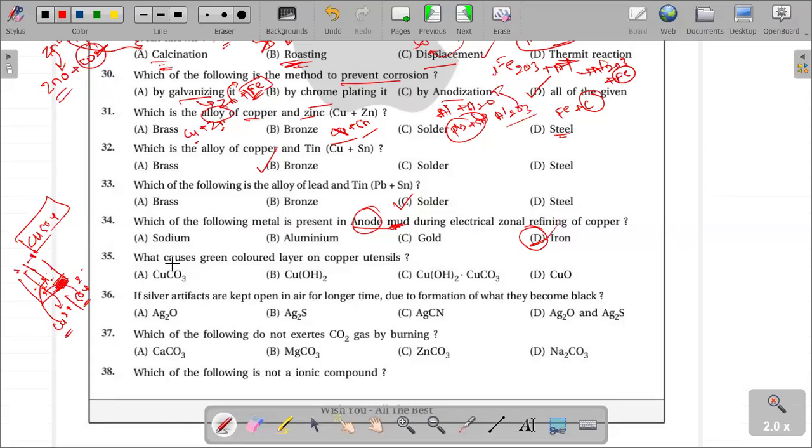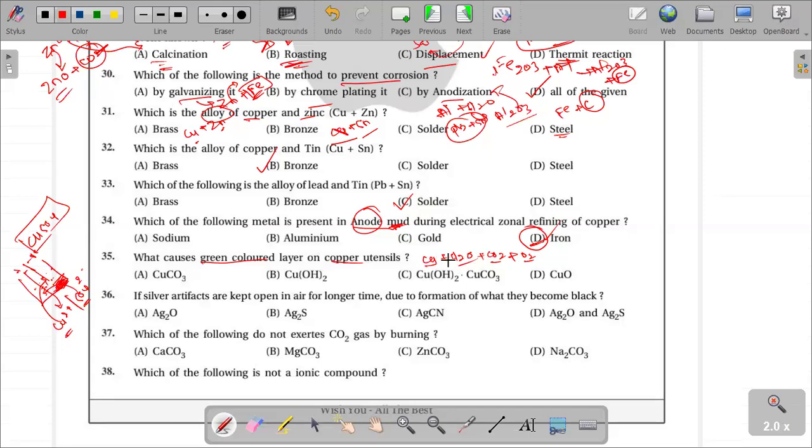Okay, and next, green color layer of the copper utensils. So which one will form as a green color? Already I said it is the corrosion of copper. Corrosion of copper means what is the product I said? Copper reacts with the water, the carbon dioxide, and the oxygen. That means in our atmosphere, moisture is there in the form of H2O gas, which is nothing but moisture. And next one, CO2, carbon dioxide. And the next, oxygen. Everything is there in the atmosphere.